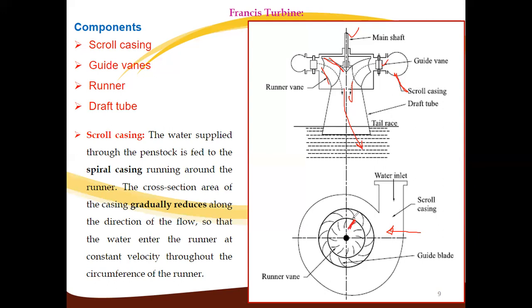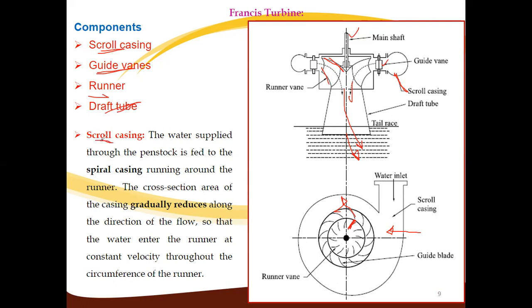Now this is the casing with guide vanes, as there is in the case of the Francis turbine. So the components are the scroll casing, guide vanes, runner, and the draft tube. This is the draft tube, by which the water leaving the turbine then passes to the tail race. So first we will see the first part.